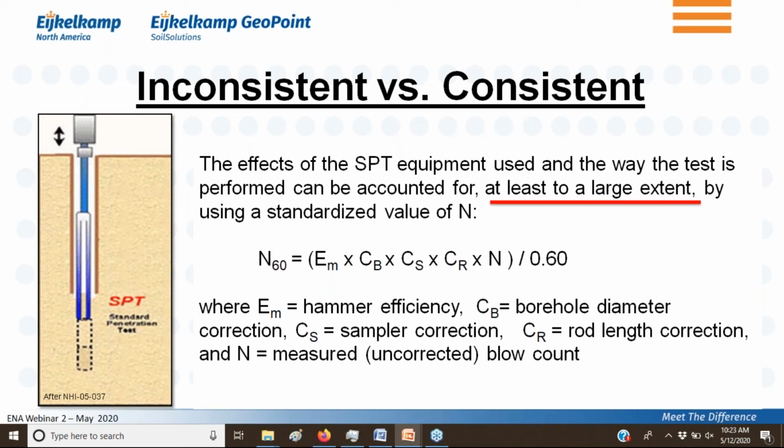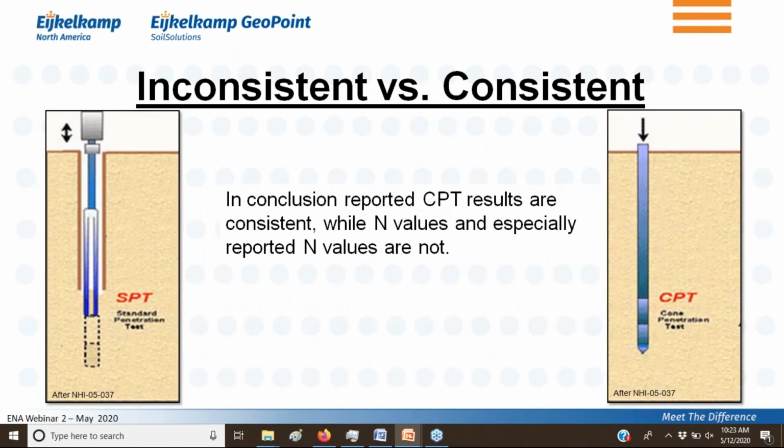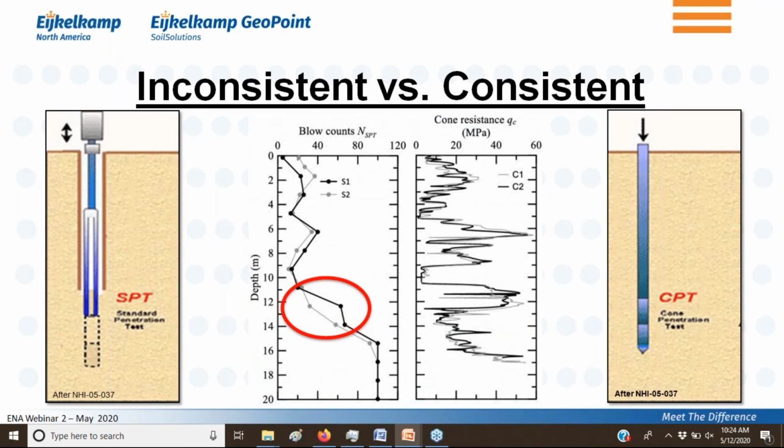And then again, that N60 value is not always recorded because you only record your measured value, and all the details may not be around. So therefore, it's very difficult to say that you have a consistent result when it comes to your SPT readings. And that's why my conclusion is that SPT is really inconsistent versus a consistent reading of your CPT. But let's go back to that same graph that I showed you earlier, this time looking at the depth, say, between 11 and 14 meters.